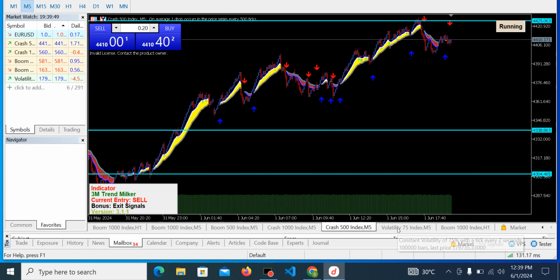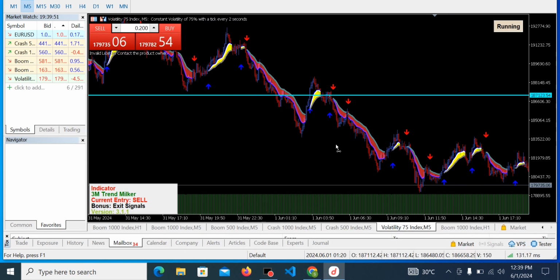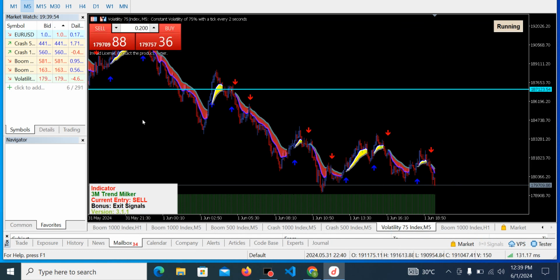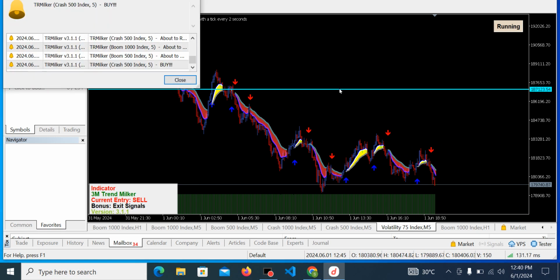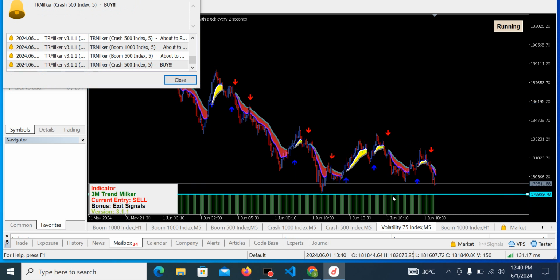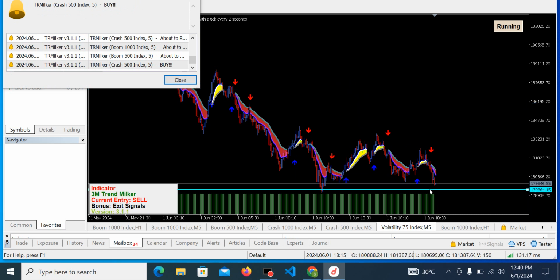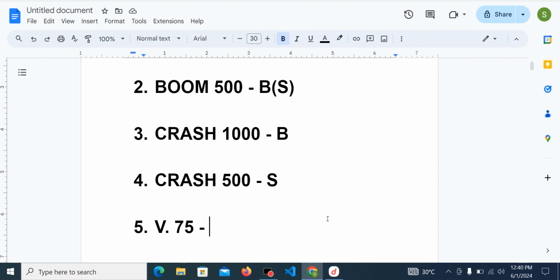The last asset we'll be looking at is going to be volatility 75. This is volatility 75. It had been on downtrend for a very long time, and it is still selling at the moment, even though it is very close to this support zone, but it is still more of a selling opportunity than a buying opportunity. Once it breaks out below this support zone, it's going to sell more, but if it's unable to break out below it, it will go back into an uptrend. But for now, it is still selling.